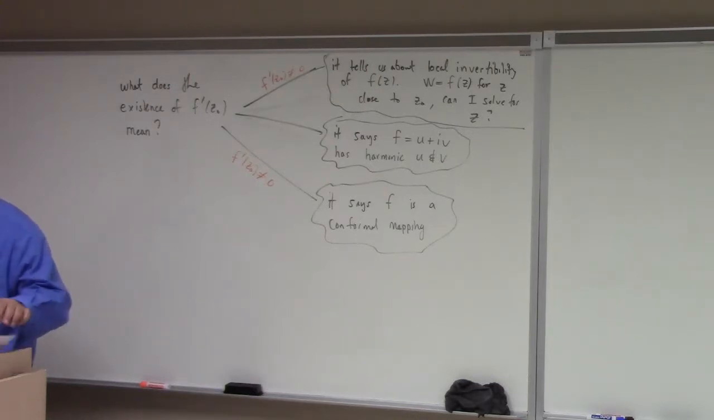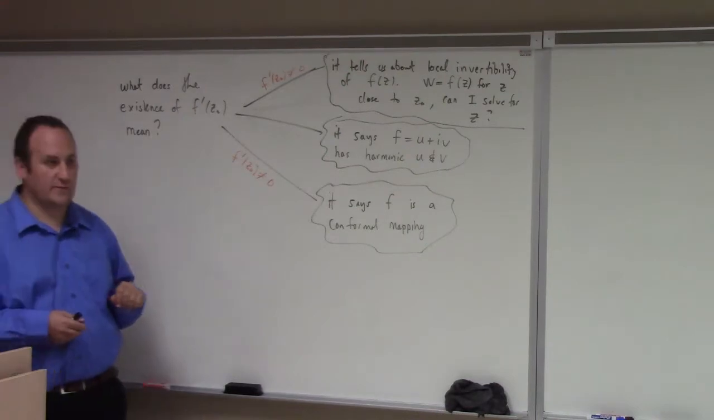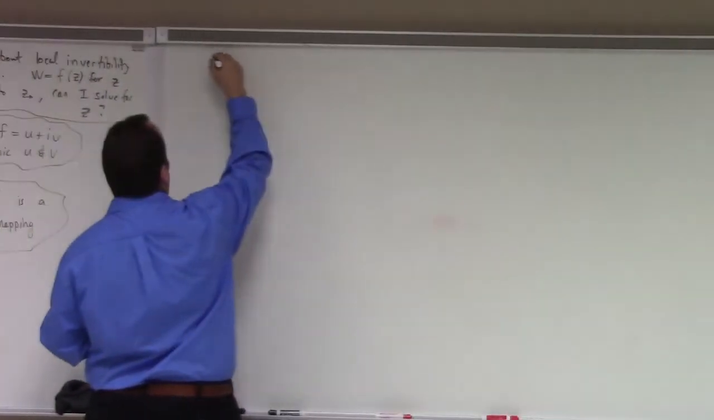Actually, I think I should come back to the first thought bubble because that's the most complicated one. We should start with these two because those are easier. Let's start with those, okay? First of all, the middle one. What does harmonic mean?